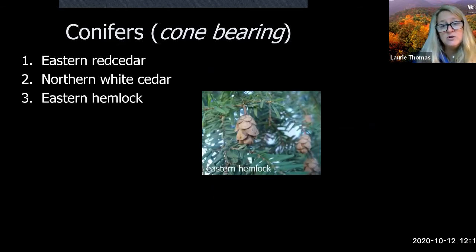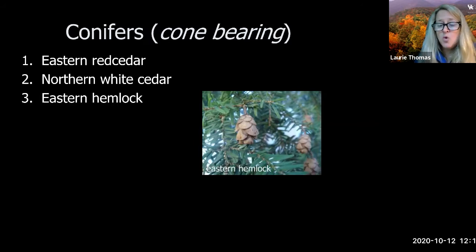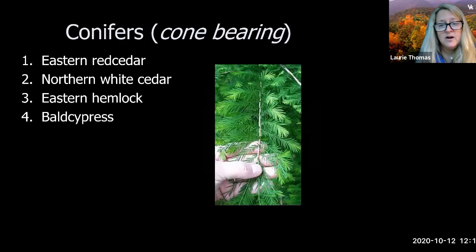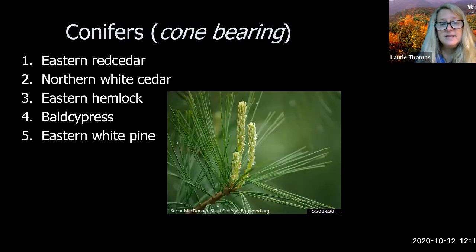These two are single. The needles appear in singles right there on the stem all by themselves. One is our eastern hemlock, lovely tree, and then our bald cypress, which we discussed earlier as being our deciduous conifer. So needles are in singles, not groups. Now the rest of these are our pines, and our needles are in groups.